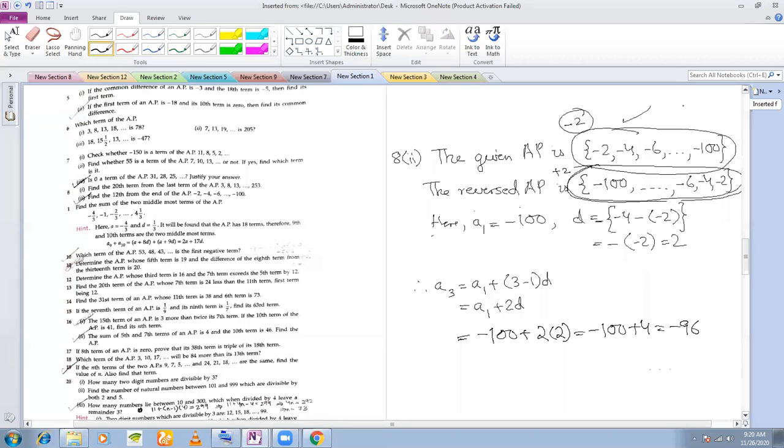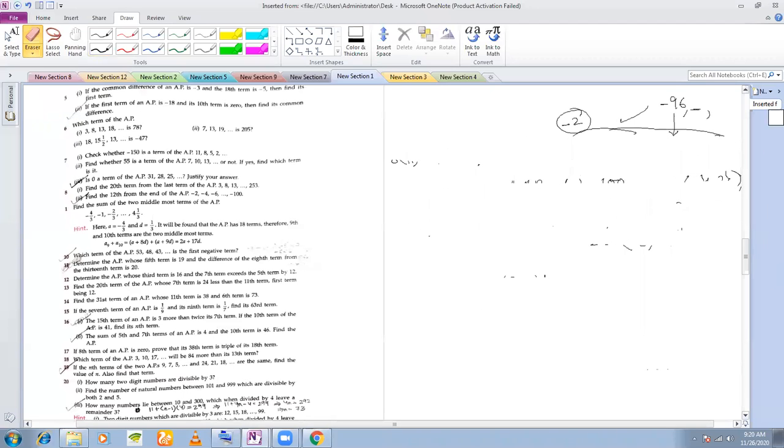This -96 will be somewhere over here. Then there will be one more term, and then there will be -100. Any question? Let's move on to the next one.